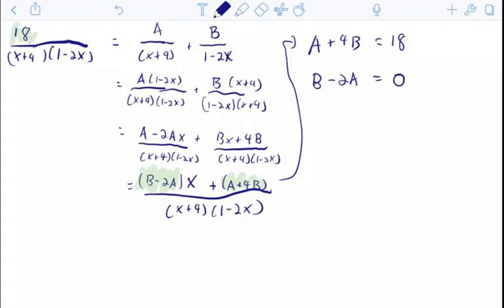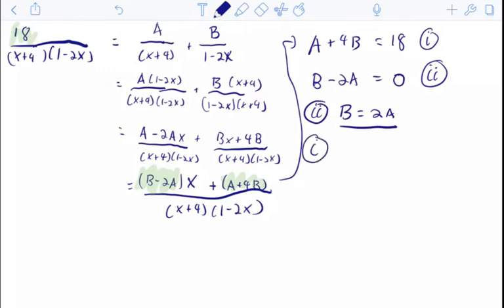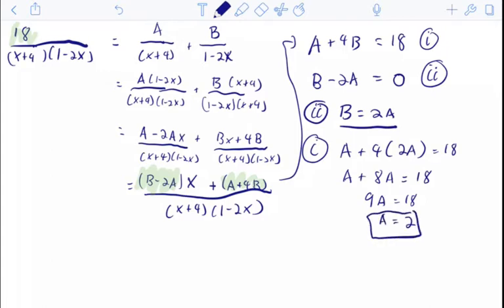And now I'm going to solve them. Here, I'll letter them just so you know what I'm doing. I'm going to rearrange 2 solving for b. And then I'll substitute this expression in the first one. A plus 4 times 2a is equal to 18. So a plus 8a is equal to 18. So 9a is equal to 18. So a is equal to 2. And then plug that back into here. B must equal 4.